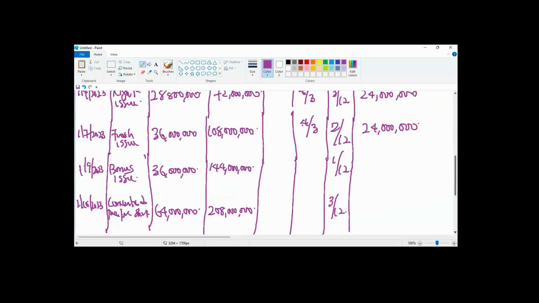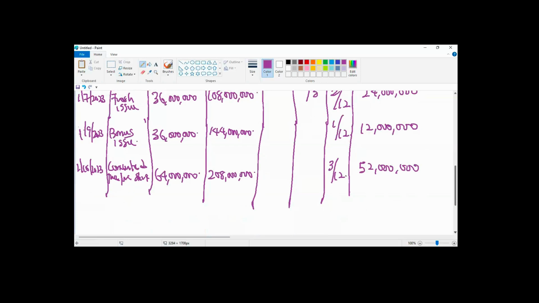Correct, 140, sir. Times one over two, 12 million. Then the last one is 52 million. 52 million. Confirm the confirmer. Yes, sir, that's correct. The confirmer is correct. 52.